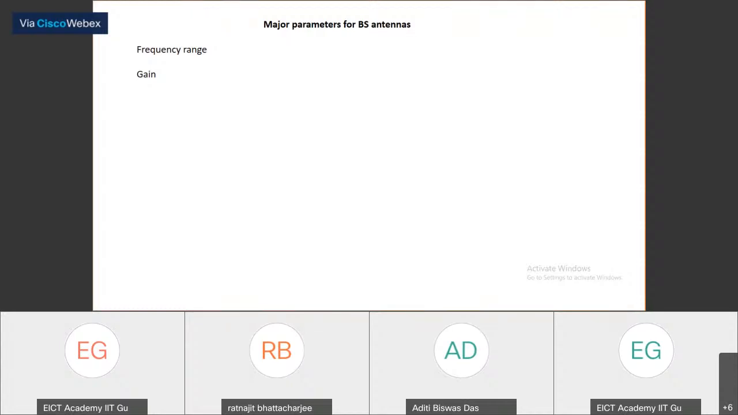Now, when it comes to gain of an antenna, gain is not defined in terms of the radiated power, it is the input power. So 4 pi into dPr by d omega by P input. And here comes the point, because not all the input power is radiated, then where does it go? So the power is lost within the antenna.